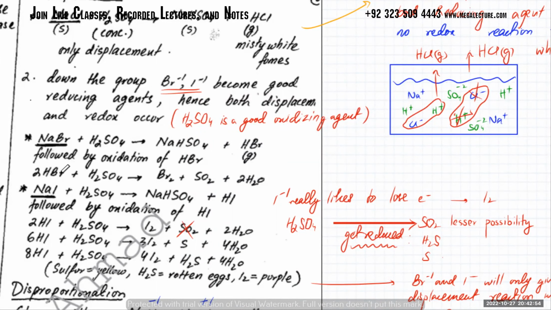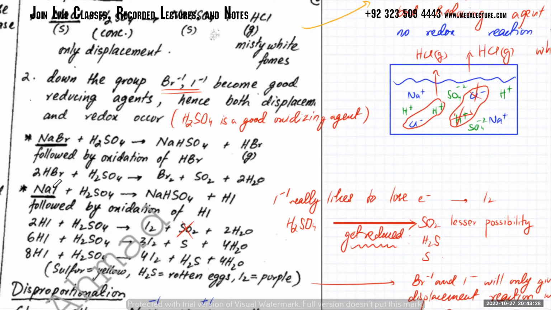So some of the Br-1 might lose electrons to form Br2. And sulfur will gain electrons and its oxidation state will decrease from +6 to +4. So this reaction will also happen, followed by oxidation, because Br-1 is a pretty good reducing agent. Is that clear? So it's the exact same reaction, but there's an element of redox as well.